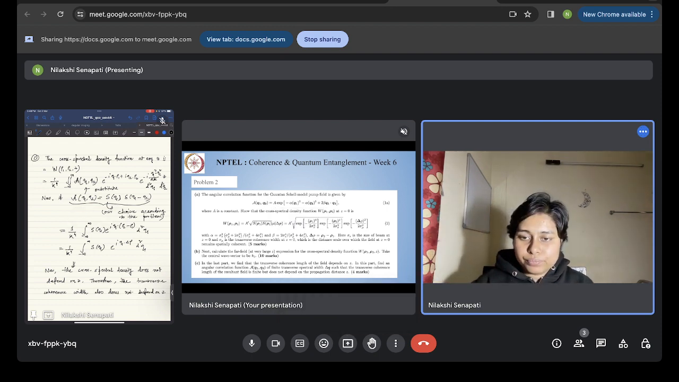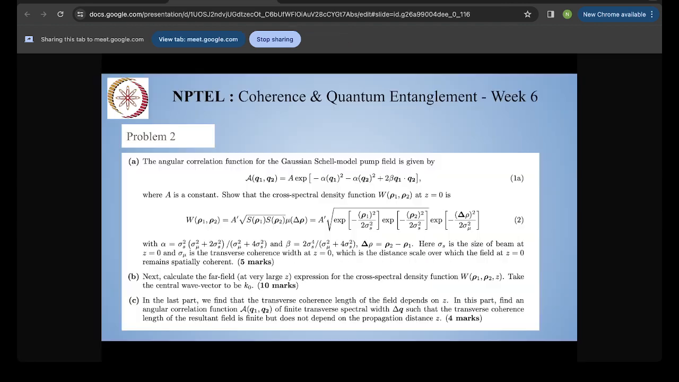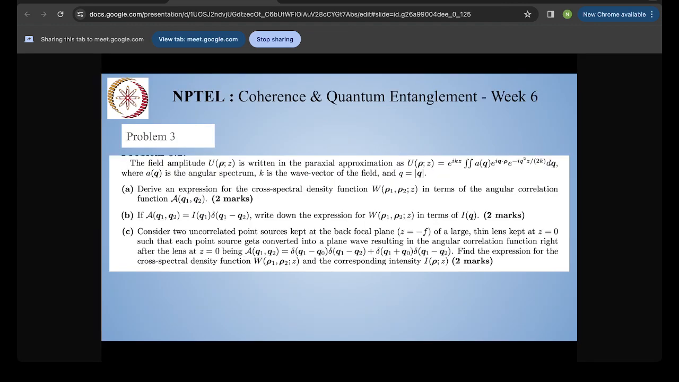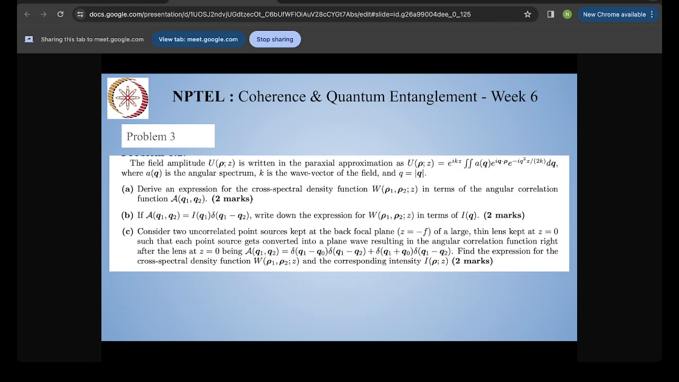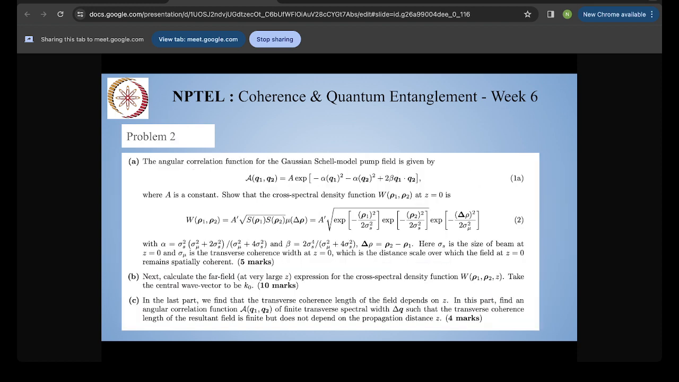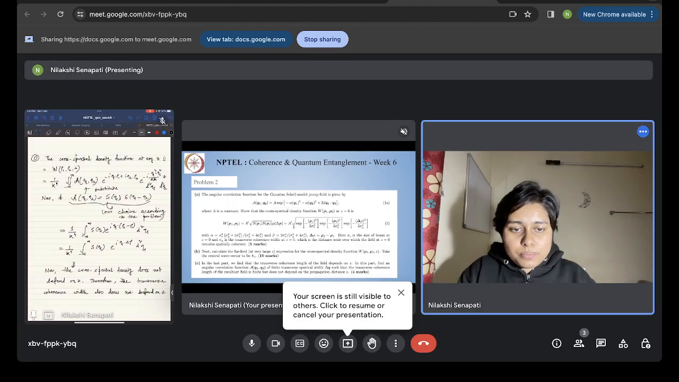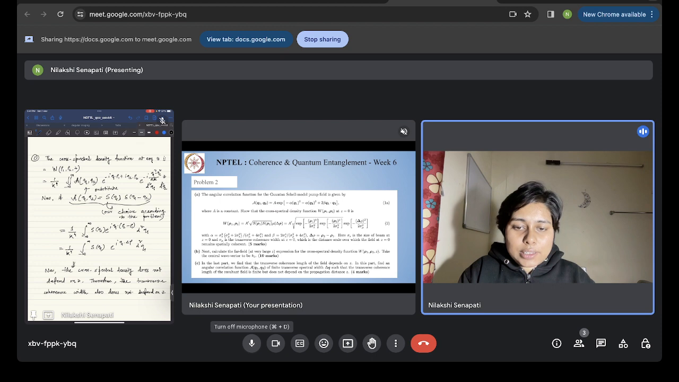Okay, so this is problem 2. Now we'll discuss problem 3 and problem 4, but before that I will again take some break before problem 3. Let us have a 2 or 3 minute break again, and then we'll come back and solve problem 3.